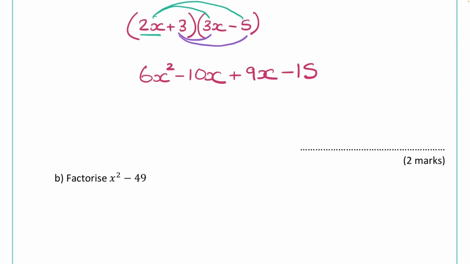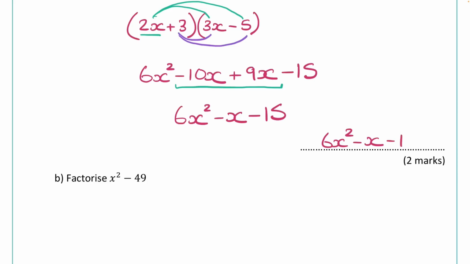I can then simplify this by collecting the two like terms in the middle. I need to watch out there because it's minus 10 add 9, which is minus 1. Typically, when we write minus 1x, we just put minus x and then minus 15. So there we go, that's expanded and simplified. 6x squared minus x minus 15.